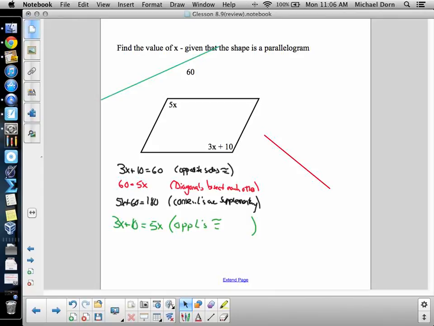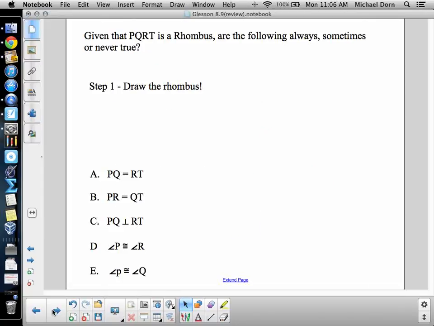Remember, these properties apply to all parallelograms, whether rectangles, rhombuses, squares, or just regular old parallelograms. They do not apply to trapezoids, kites, or other shapes like that.